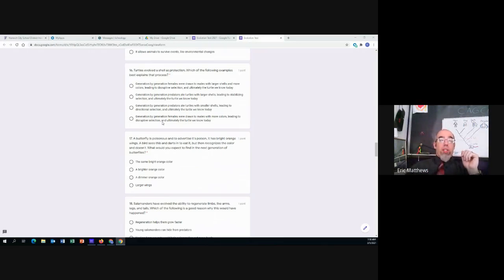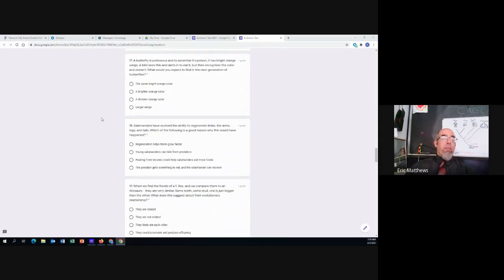So which one of these stories explains the most likely scenario for how a turtle evolved a shell? That females were drawn to males with larger shells, that predators ate turtles with big shells, that predators ate turtles with small shells, or that females were drawn to more colors.